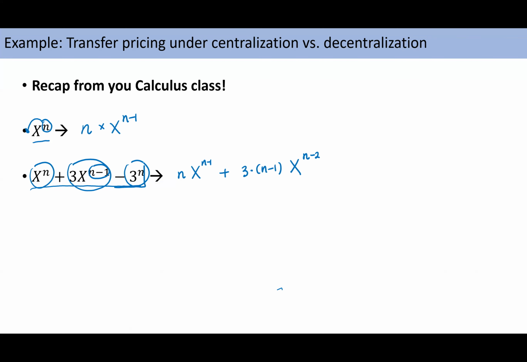And then the final term, 3 to the n, it has no x term. So when we take the first derivative of 3 to the n with respect to x, that's just going to be 0. So that will be n x to the n minus 1 plus 3 times n minus 1 times x to the power of n minus 2. So remembering this, now we can get into solving the problem.